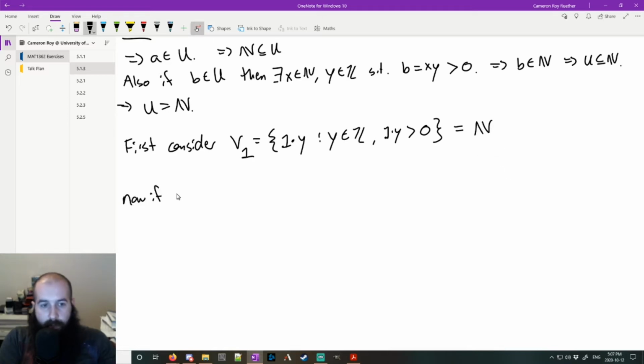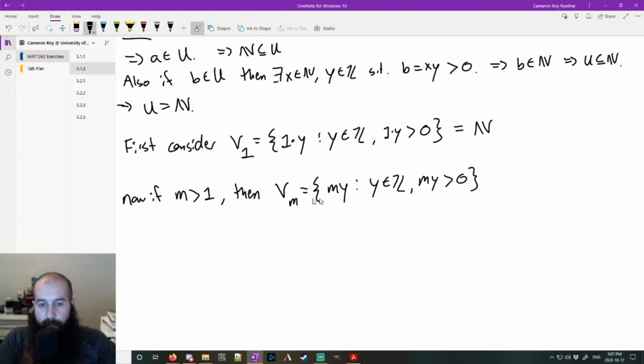Now, if the chosen m is strictly greater than 1, then V sub m is defined like this: my, such that y is an integer, and my is strictly greater than 0. But now 1 will not be in this set. For instance, if m is 3, this will contain 3, 6, 9, just the multiples of m. If m is 5, this will have 5, 10, 15, etc. And it will not contain 1.